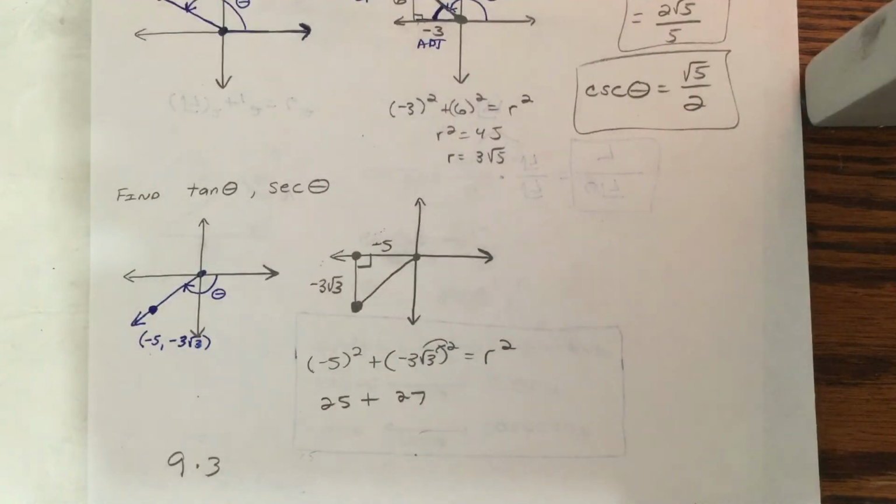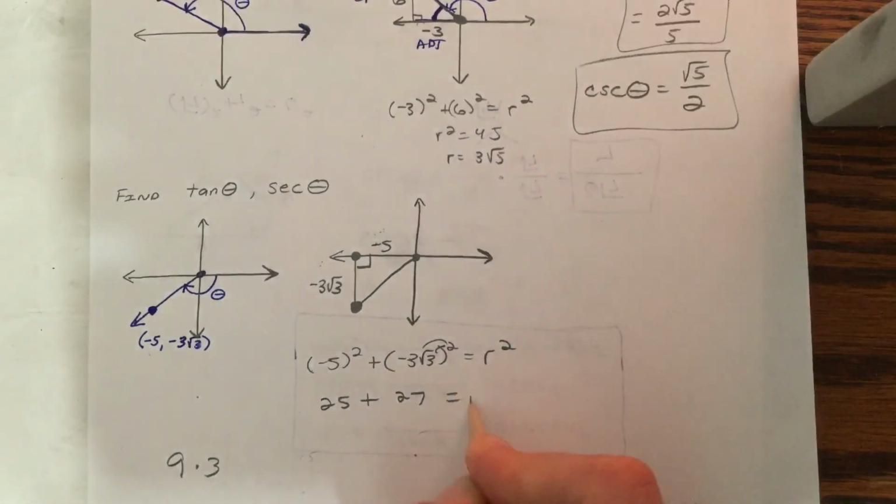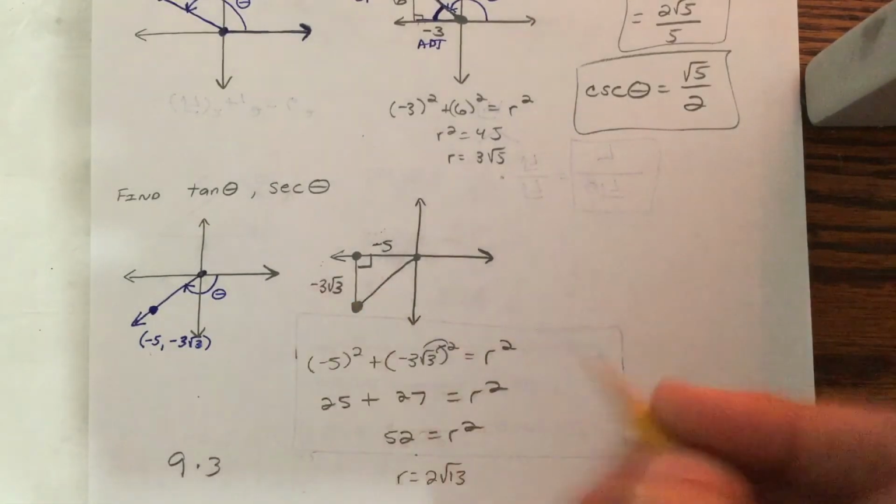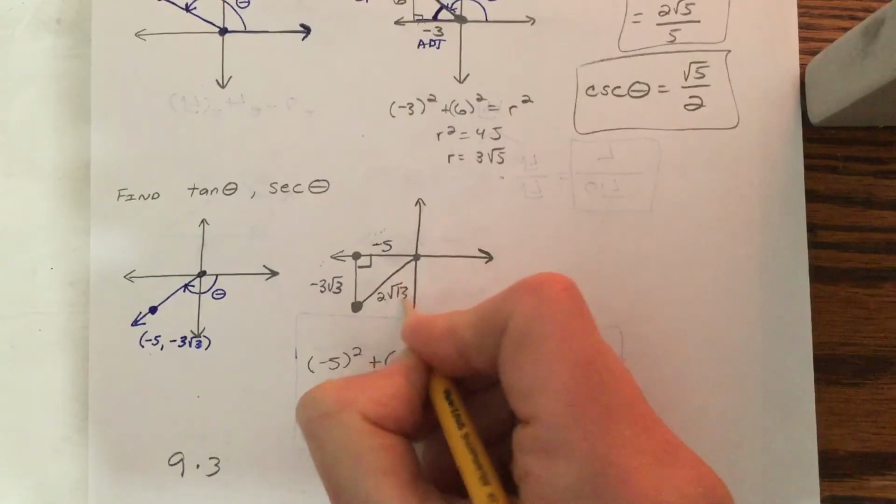So (-3√3) squared. You can check on your calculator as I'm doing right now just to make sure I'm good to go. You should end up getting 27. And that'll give us r squared. 27 plus 25 is 52. And then take the square root of that. The square root of 52, the largest perfect square that goes into 52 is 4. So that'll give us 2√13 for the radius or the hypotenuse.